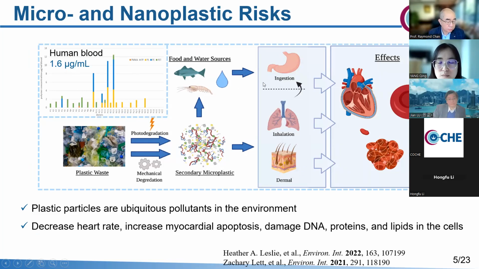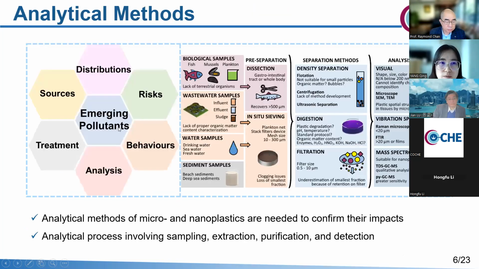Humans are exposed to micro and nanoplastics via ingestion, inhalation, and thermal exposure. When micro and nanoplastics enter the human body, they may cause harm to humans. Some studies show that they may decrease the heart rate and damage cells. In order to obtain the sources, distributions, risk behaviors, and even the measures that we can take to treat these pollutants, careful and sensitive analysis is very important.